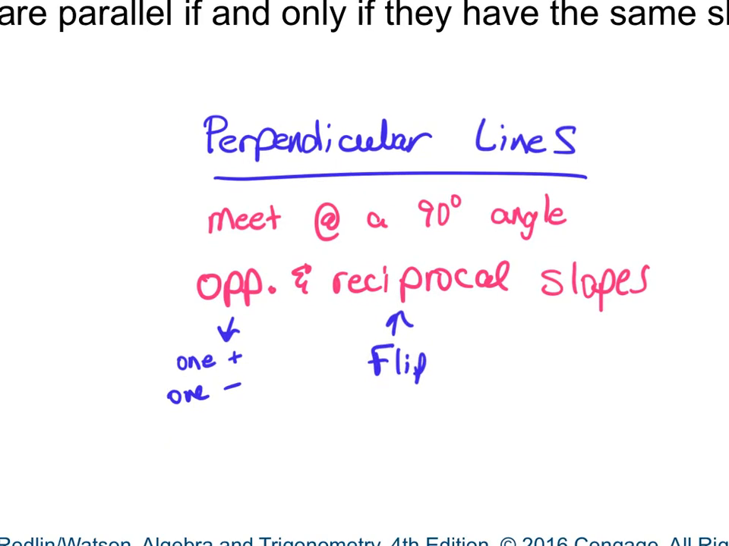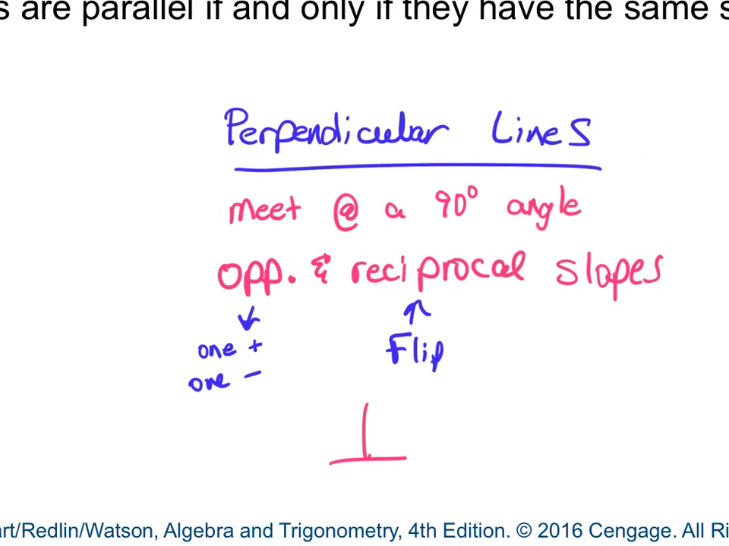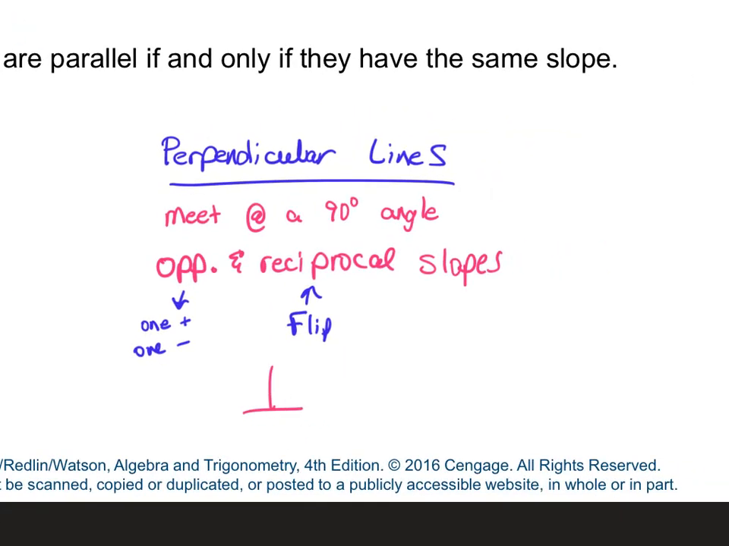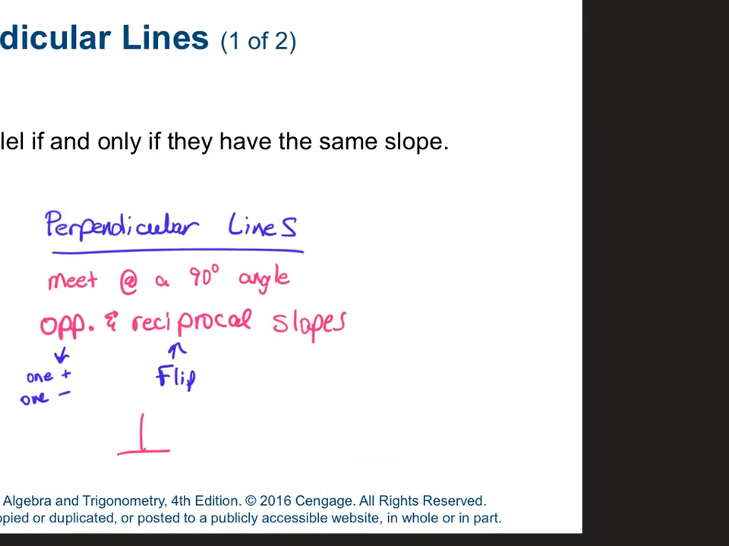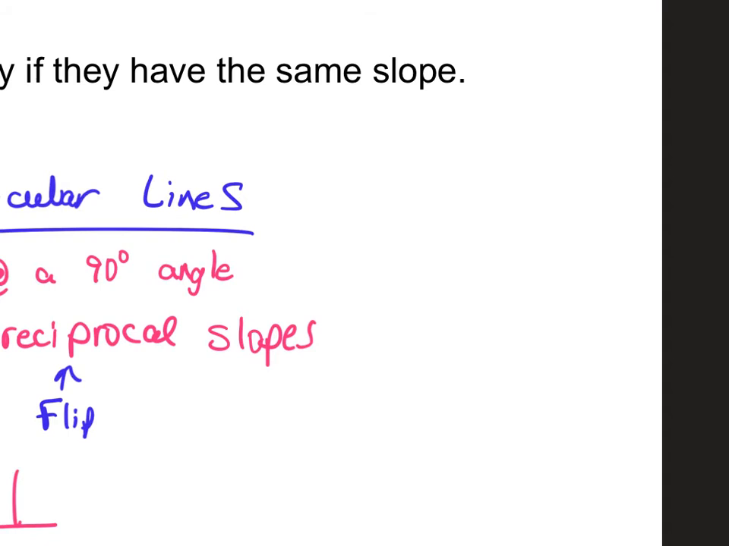And the notation for perpendicular is an upside down T. All right, so when we're talking about parallel lines, perpendicular lines, let's do a couple examples just so we understand what I'm talking about here.